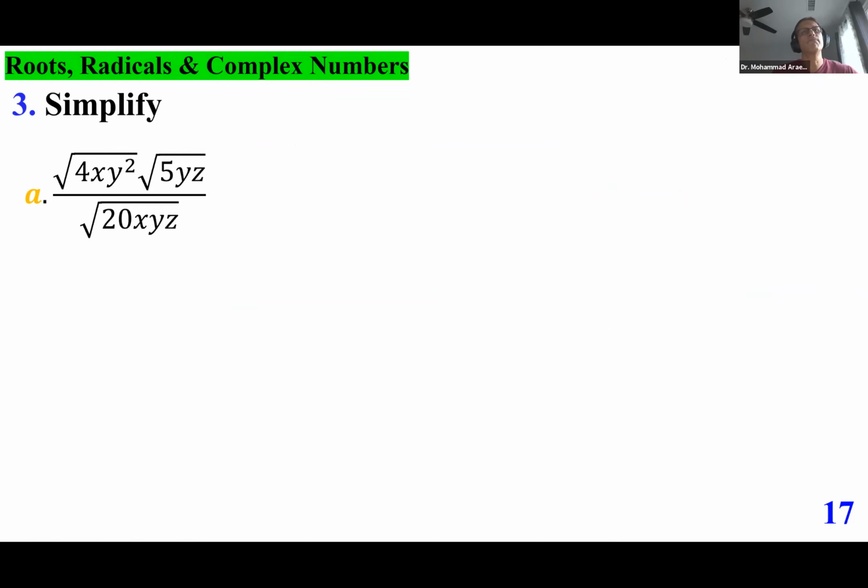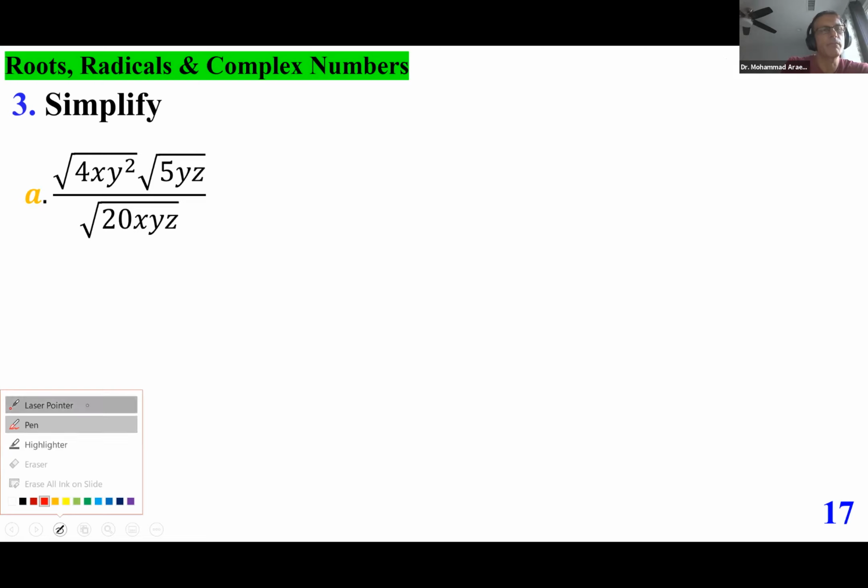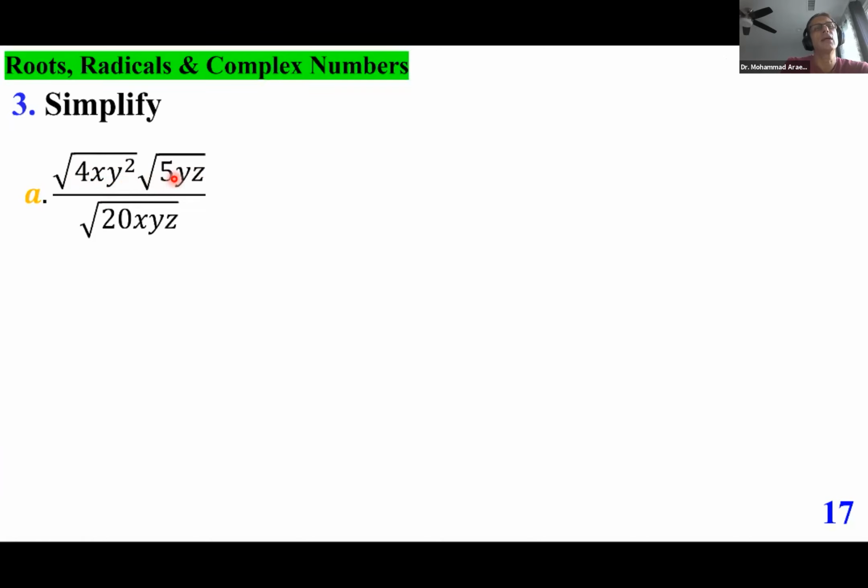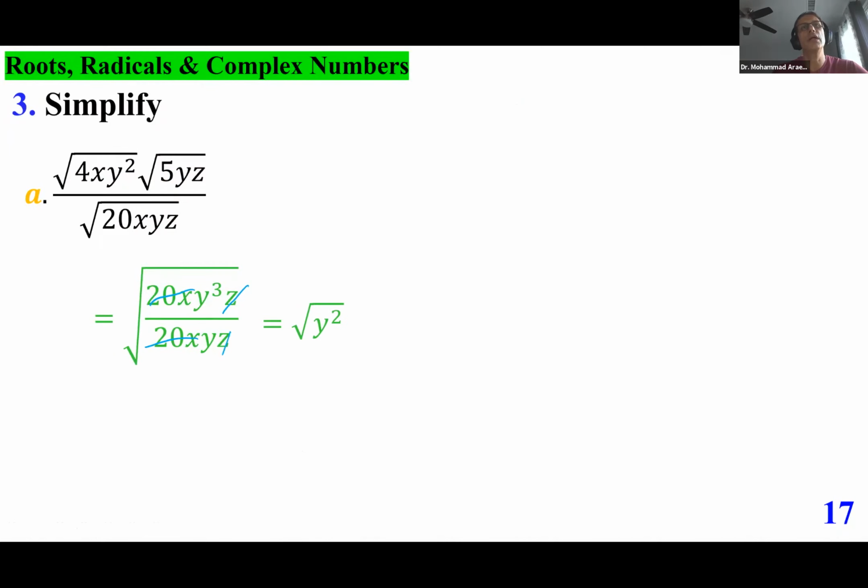To do this, let's put them together. So when we multiply these two, we get 20x y cubed z. We just write the bottom. And now we can get rid of what's in common. 20x and 20x are identical. Z and z. So we have y cubed divided by y, which gives us y squared.